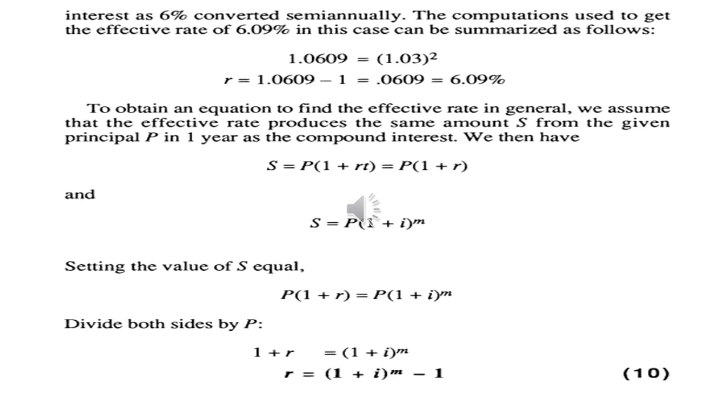R equal 1 plus i to the power m minus 1. This is in your book, and we want to extract R. We found R equal 1 plus i to the power m minus 1. Very important relation. You must know this relation very closely because this relation may be in your MCQ.